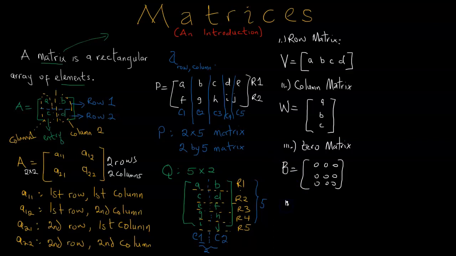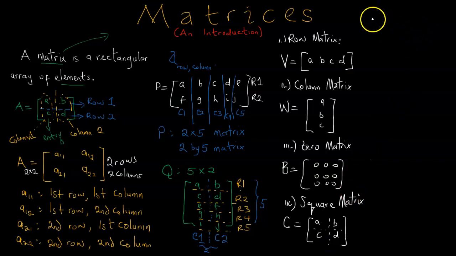We've also got square matrices. A square matrix is a matrix that has the same number of rows and columns. For example, matrix C that looks like this: A, B, C, D, is going to be called a square matrix because it has 2 rows and 2 columns.